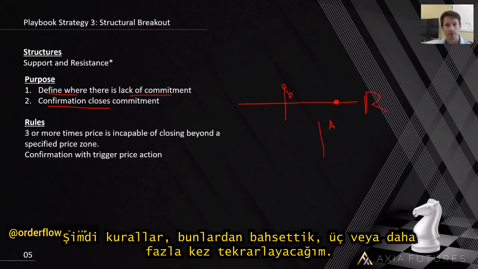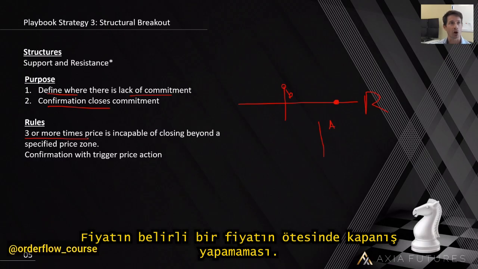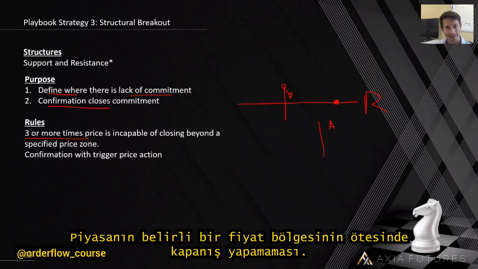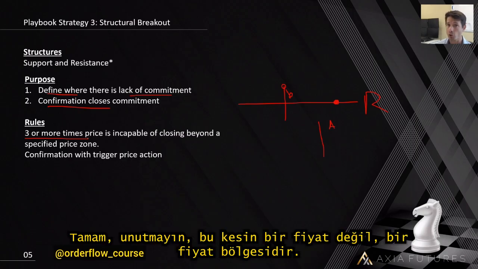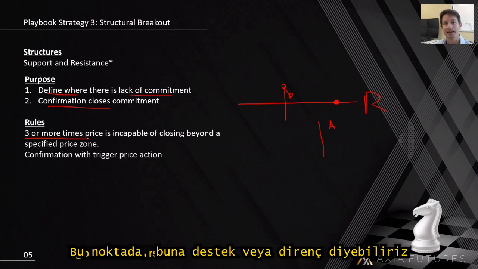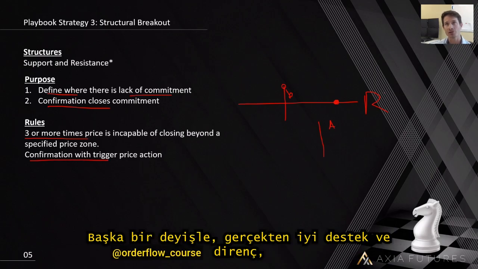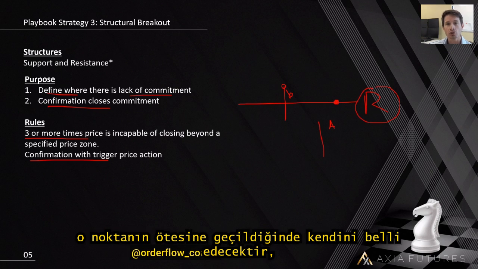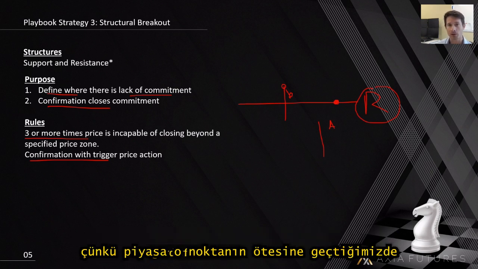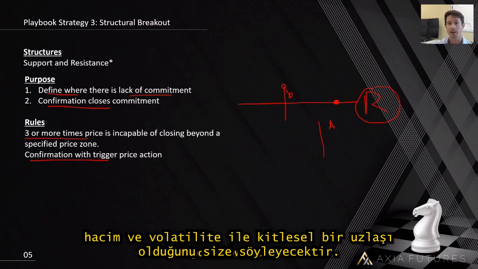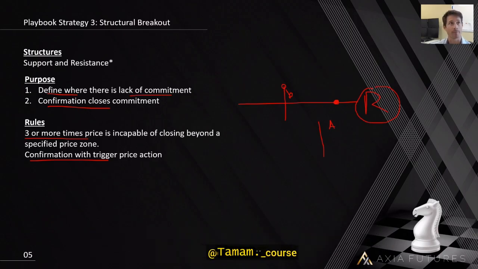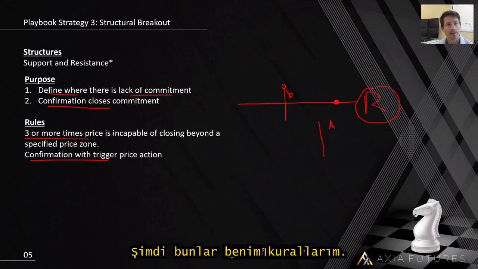Now, the rules. We've spoken about these. I'll reiterate them. Three or more times, price is incapable of closing beyond a specified price zone. The moment a market is incapable of closing beyond a certain price zone, remember it's a price zone, not an exact price, at that point, we can deem it support or resistance. And there must be confirmation with trigger price action. In other words, really good support and resistance, you will know about it once it breaks beyond that point because the market will tell you that there's a mass agreement with volume and volatility once we get beyond that point. So that is support and resistance. Now, these are my rules.